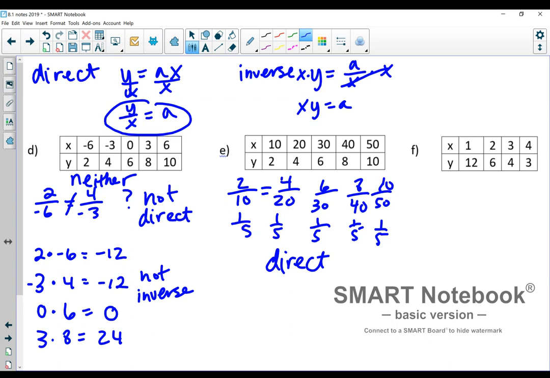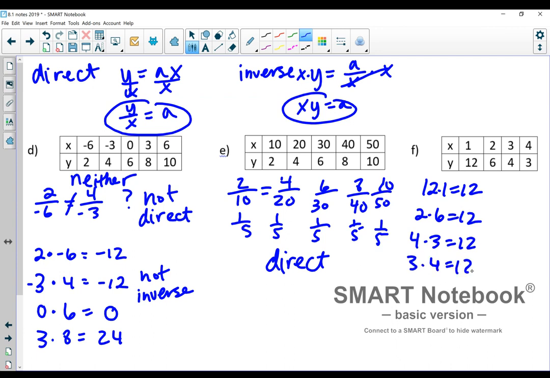So on the last one, I'm guessing right away it's going to be inverse. So let's go ahead and just check for inverse. So inverse would be multiply my x and y and get a constant. So this is inverse. Multiply your x, y, get a constant. So 12 times 1 equals 12. 2 times 6 equals 12. Looking good so far. 4 times 3 equals 12. 3 times 4 equals 12. So every time I multiply by x and y, I get a constant, and so this one will be inverse.